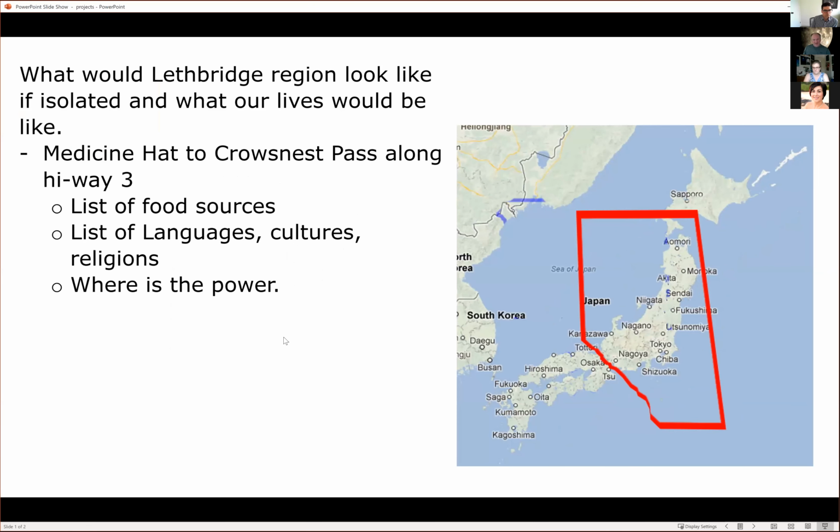And the idea behind this is, what would the Lethbridge region look like if we were isolated, and what would our lives be like if we were to go from Medicine Hat to the Crow's Nest Pass along Highway 3? List the types of food sources, the languages, the cultures within the region, and where would the power land.